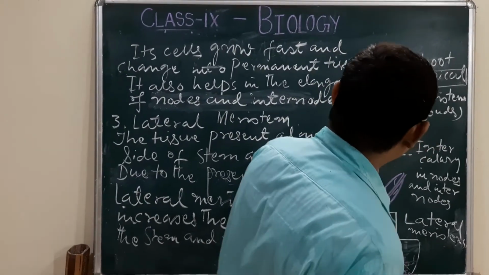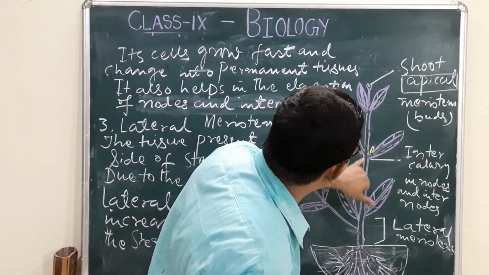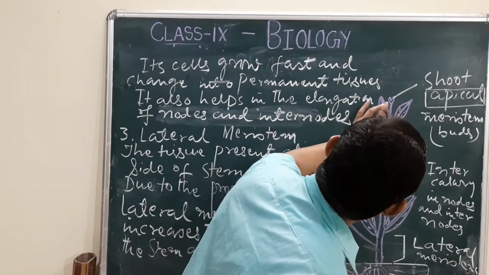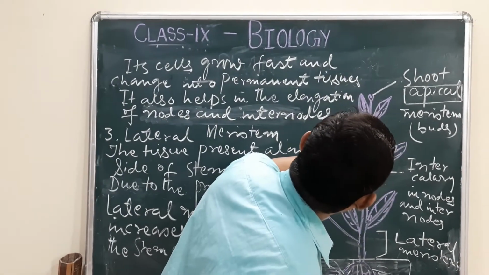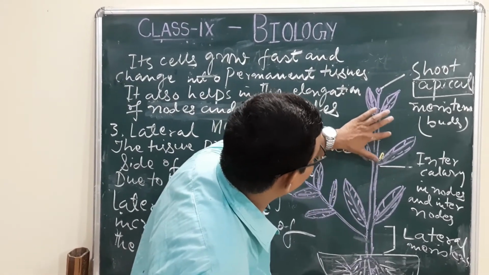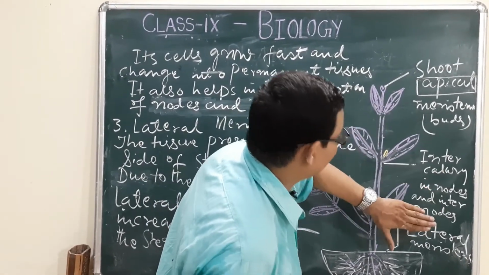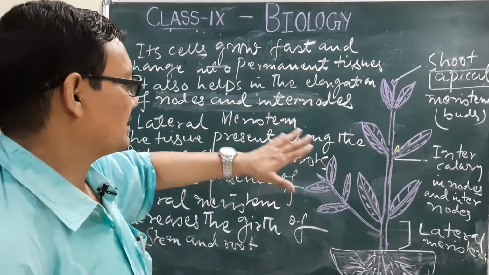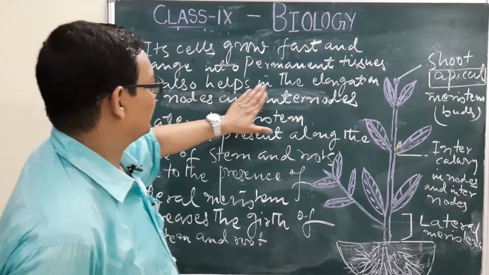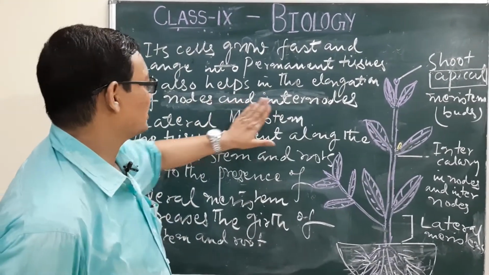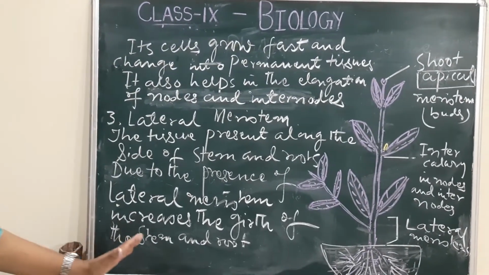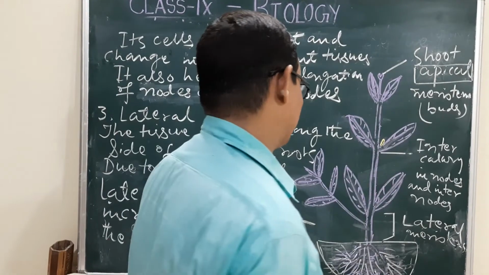internode. This is the node, and this is the node, and the place between two nodes is the internode. The space between two nodes is the internode. The intercalary is mainly present at the base of the internodes. That is why it also helps in the elongation of nodes and internodes. So, this is the second type. The third type is the lateral meristem.